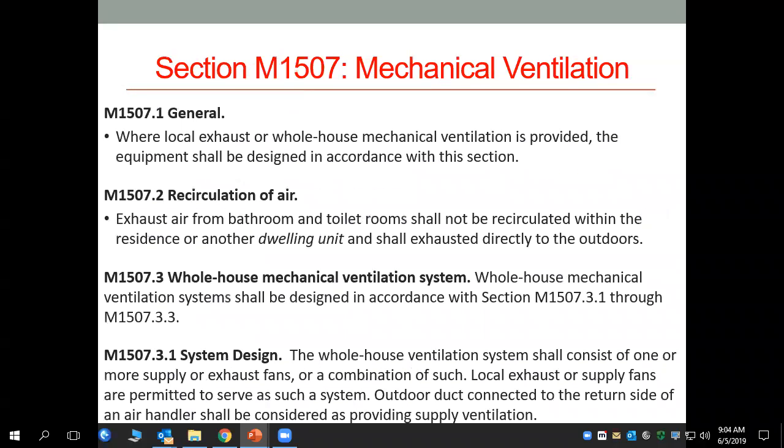Mechanical ventilation, general: when a local exhaust or whole house mechanical ventilation is provided, the equipment shall be designed in accordance with this section. Exhaust air can't recirculate; it has to be exhausted directly to the outdoors. Whole house mechanical ventilation has to meet the requirements of 1507.3.1 through 3.3. 3.1, mechanical ventilation consists of one or more supply or exhaust fans or a combination. Local exhaust and supply are permitted to serve as a system. Outdoor ducts connected to the return side of the air handler shall be considered as providing supply ventilation.